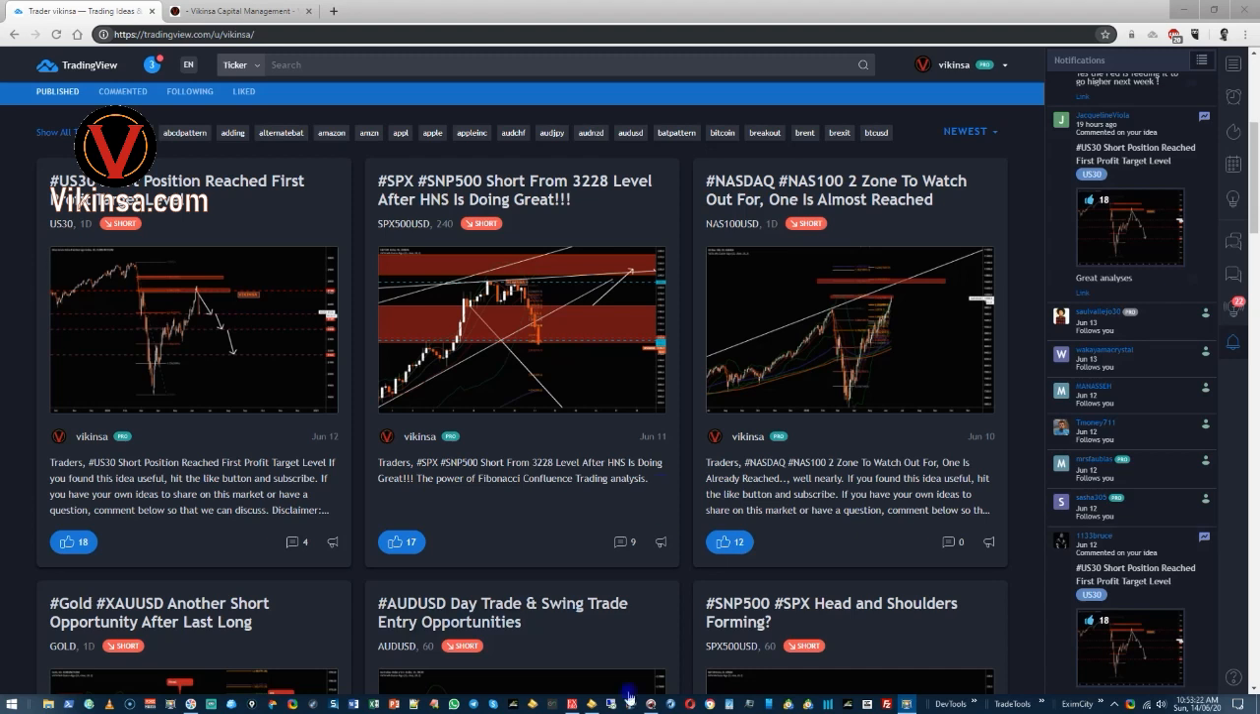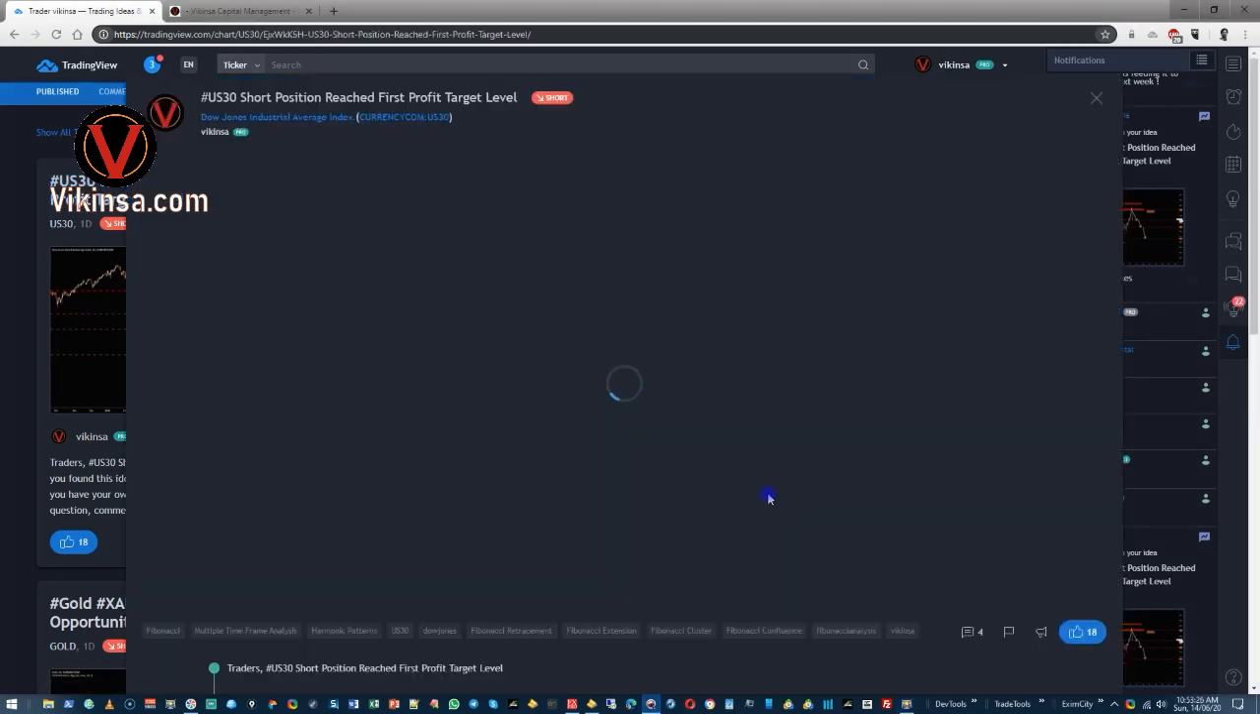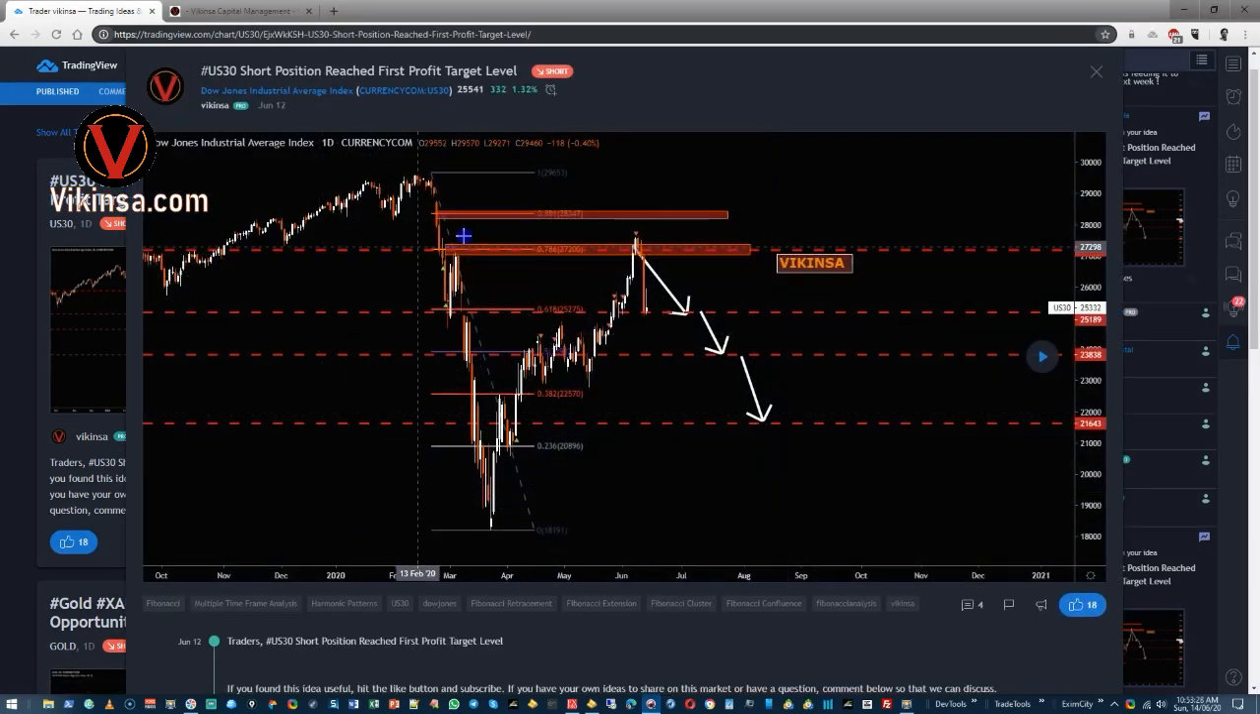So we'll start with US30, and my analysis on US30 was that the market was coming to this particular zone, and we could short this market all the way to this level, which is 25189. So we were going to short from 27180, and we were looking for a profit target around 25189. So that has already worked, obviously.